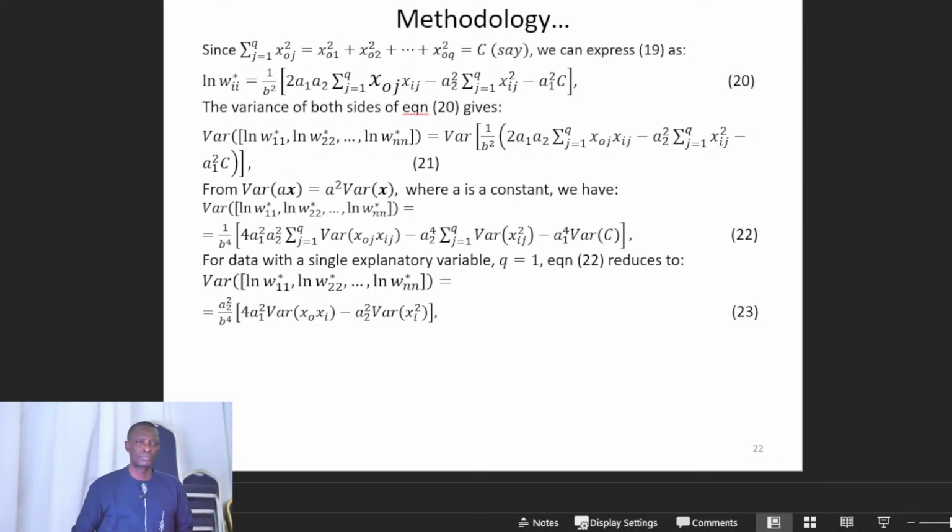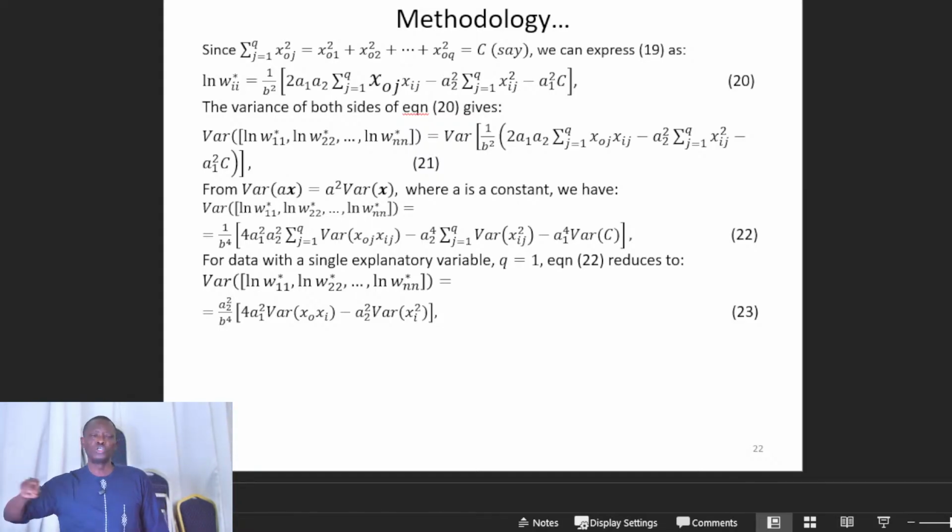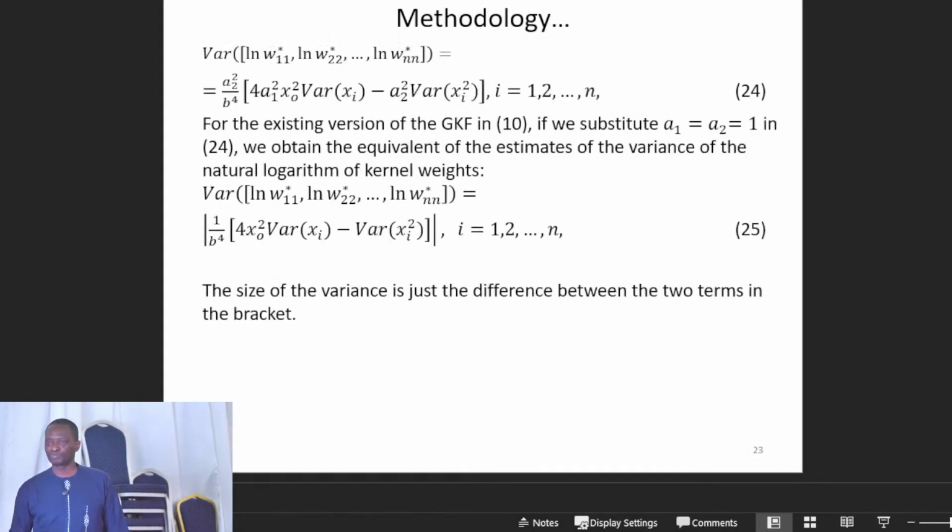Now, if you look at equation 22, if you equate A1 and A2 to 1, you will get the variance for the existing GKF.